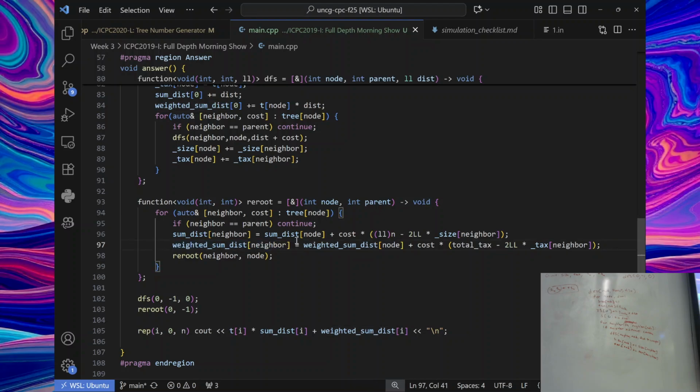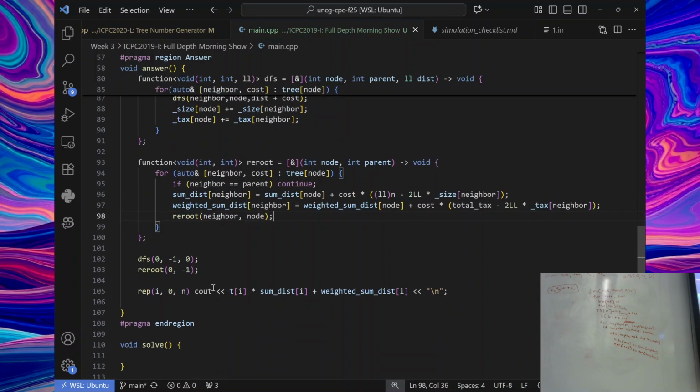So the weighted sum is literally the same thing, right? The weighted sum of this neighbor is the weighted sum of the current node plus the cost times the total tax minus 2 times the tax of the subtree. Okay. And then we reroute and we DFS. Literally the solution is just do the first DFS, do the second DFS, and now we output this value for those. Okay, and that's it.